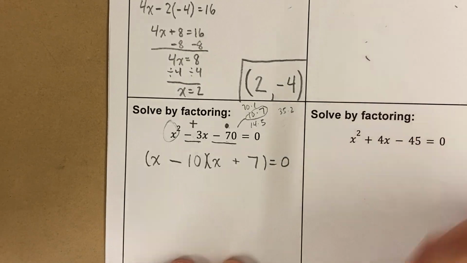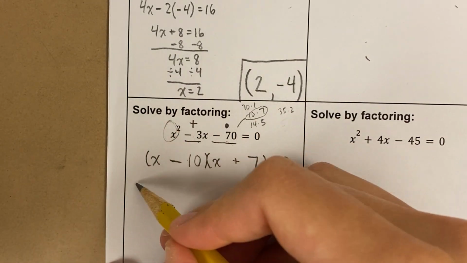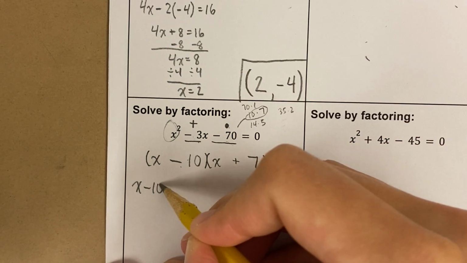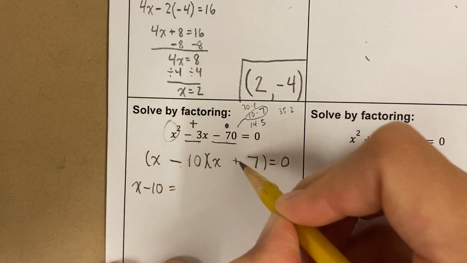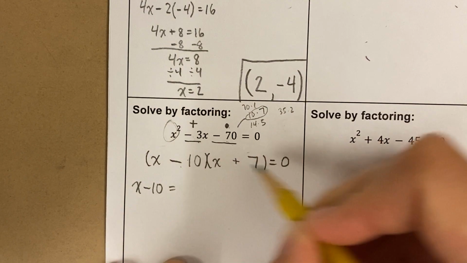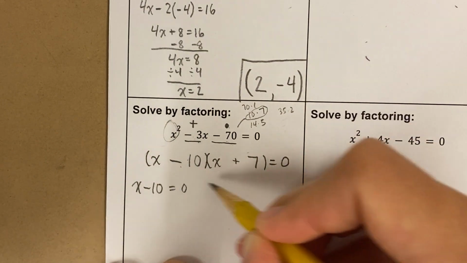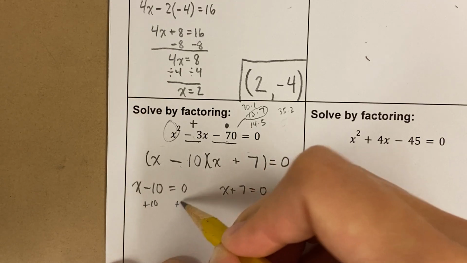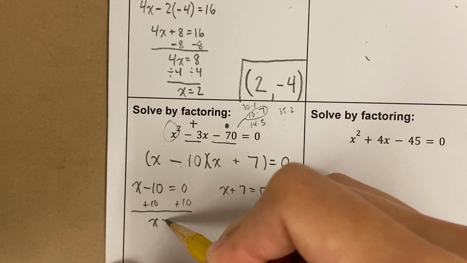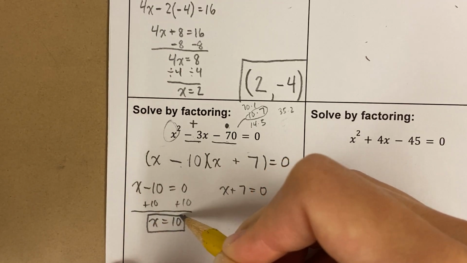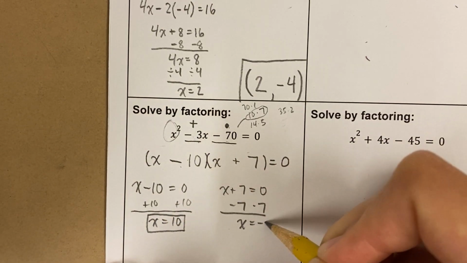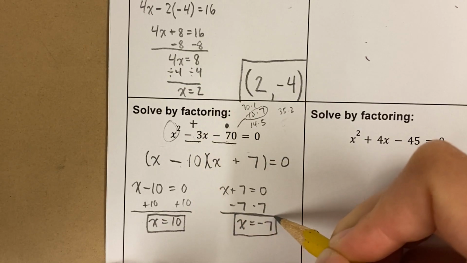Now that's factoring, but I'm not quite done because it says solve by factoring. And I see that this times this equals 0. So that means either, right, if this times this equals 0, then either this must equal 0 or this must equal 0. And so that looks like this. So x could possibly equal 10, that's one possibility. Or x could possibly equal negative 7, that's another possibility.